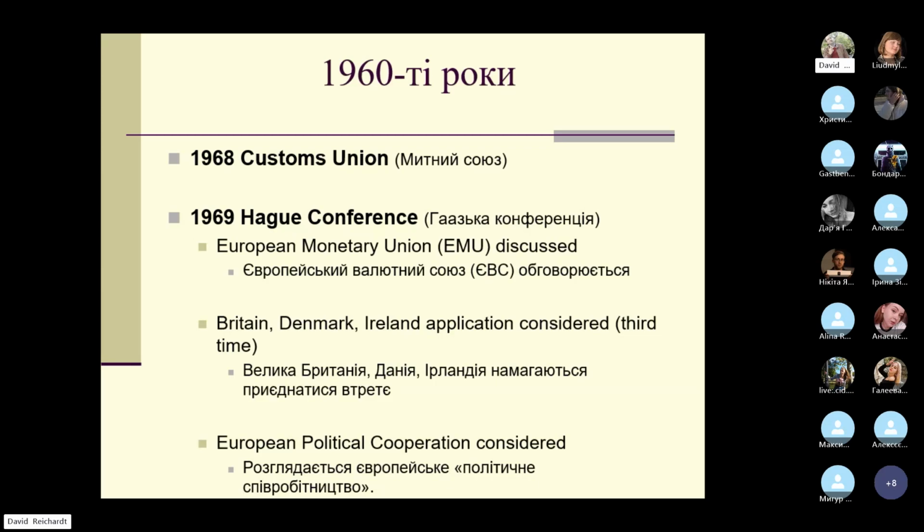In 1969, there's a conference in The Hague. The European community has a conference. What do they discuss? Monetary union. Let's make the euro. Number 2, Britain, Denmark, and Ireland apply for the 3rd time to come into the community. And European political cooperation. What does that mean? It's a foreign policy, to cooperate with the foreign ministers. They call it European political cooperation. It really means cooperating in foreign policy. That's what's discussed at this Hague conference, a very big conference to remember.